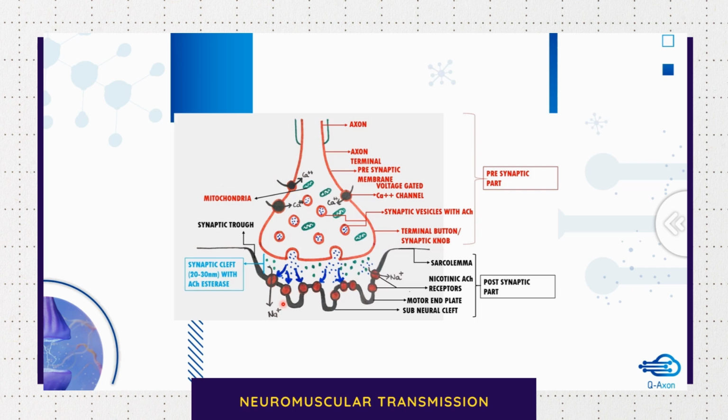Usually the end plate potential reaches threshold and that gives rise to an action potential. So we now have a muscle action potential. So what was initially a nerve action potential has been translated into a muscle action potential. And what happens to this? The muscle action potential moves along the sarcolemma and is transmitted along the sarcolemma.